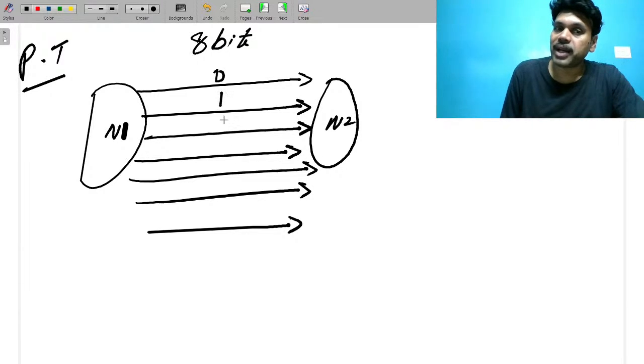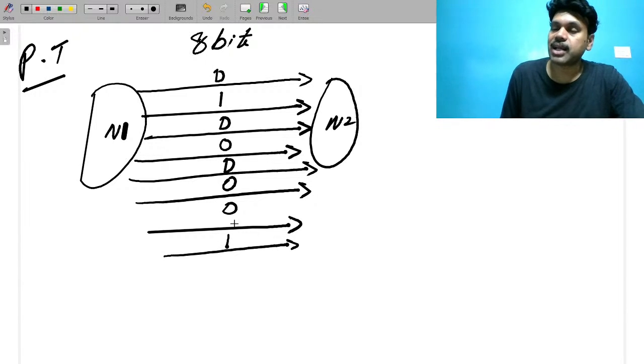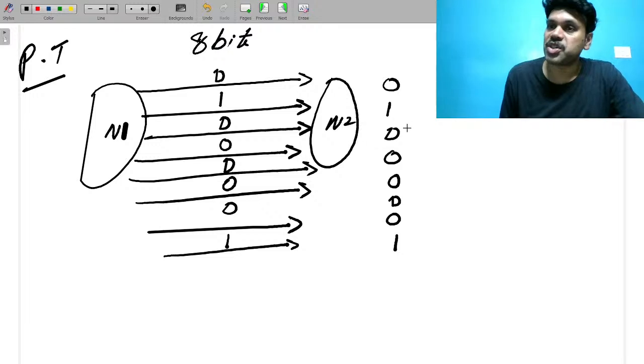For example, my data bits are 01000001. Now all 8 bits are set onto your lines and they are released at a time. When they are triggered at a time, all the bits arrive at exactly the same time. So you can see very fast data transmission, especially in parallel, no doubt.